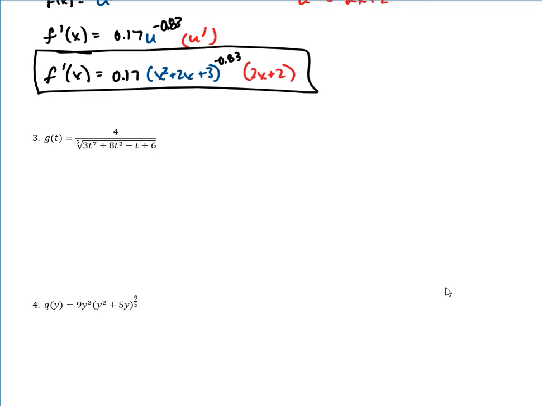All right, on this one, we see we've got 4 over the 5th root of this expression. Well, similar to what we would have done back in the past, we usually don't like to see radicals. So we should rewrite this. I'm going to write it as 4.